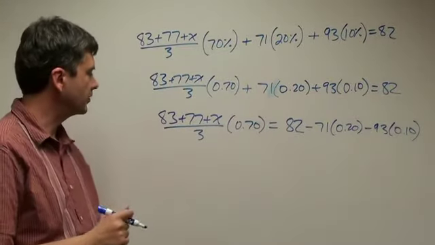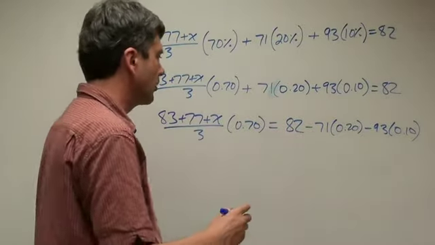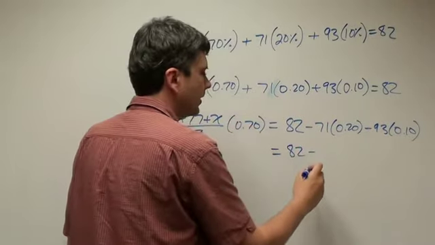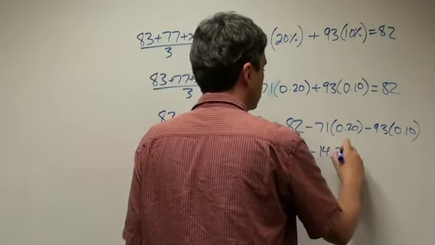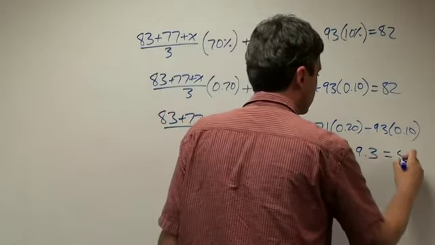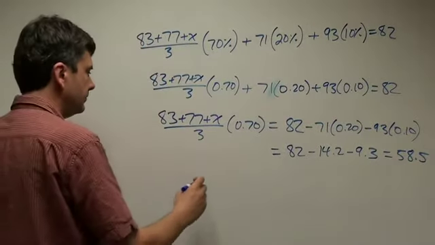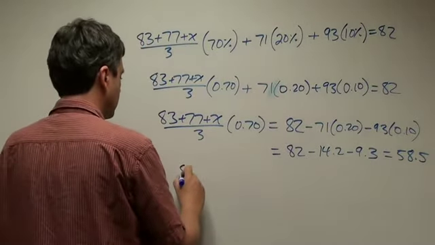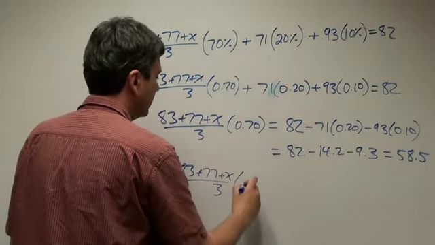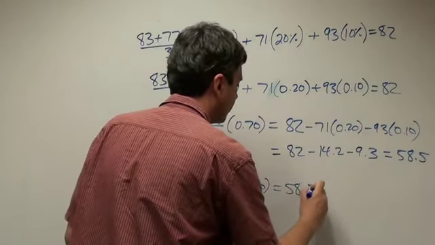So I've moved those to the other side. And at this point I've got a big mess of numbers there. I could just go ahead and run those through the calculator. 82 minus 14.2 minus 9.3, which is equal to 58.5. Now I've got 83 plus 77 plus x, divided by 3, times 0.70 equals 58.5.